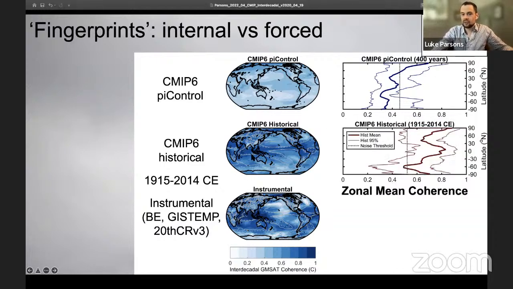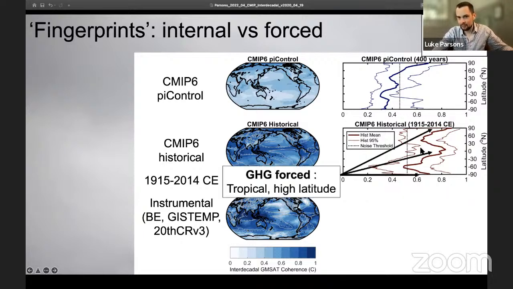But if we look at the historical runs and look at the zonal mean, you start noticing this is not the same, right? So if we add greenhouse gas and aerosol forcing, there's more of a strong tropical coherence pattern that pops out, in addition to some high latitude, especially over the Arctic. And I think this is our Arctic amplification of global warming, for example, of what's popping out here.